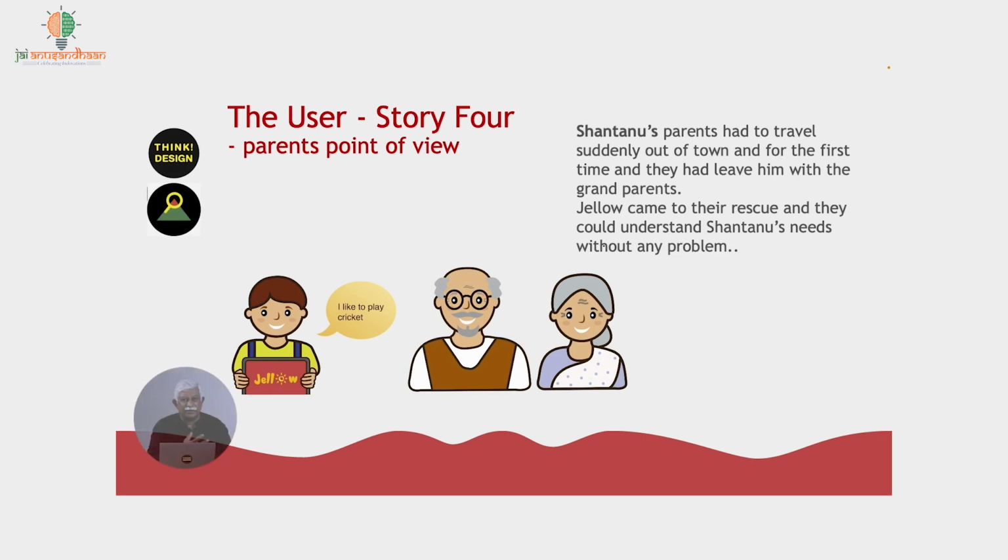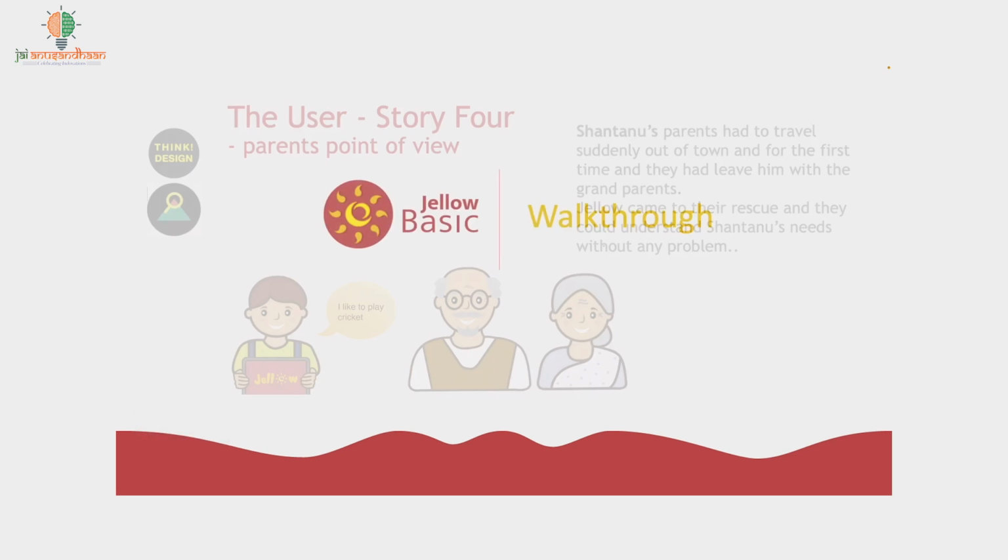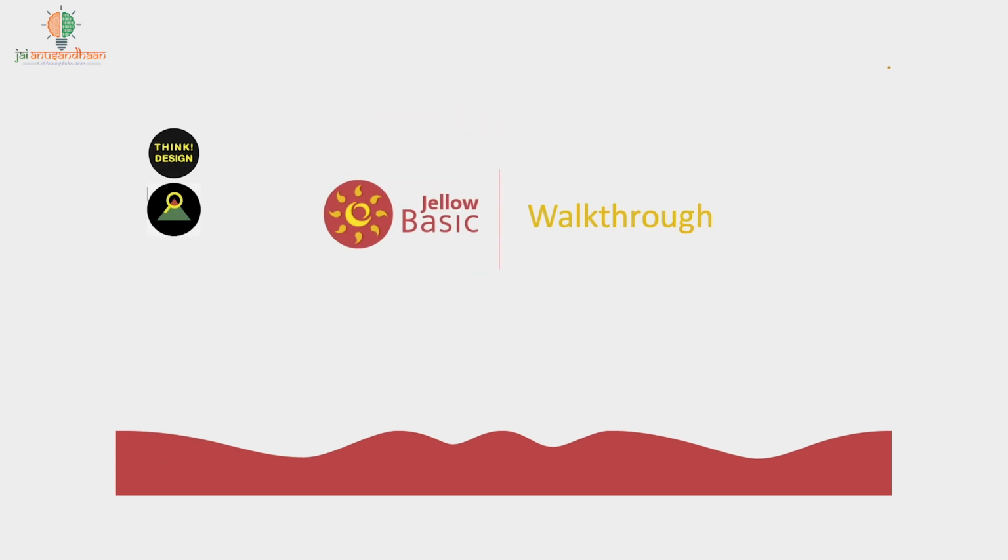And this is a very interesting story. Shantanu, an autistic child, had to be left with the grandparents because the parents had to suddenly go. It was the first time they were leaving him. The grandparents were apprehensive. How will they communicate with Shantanu? But Jellow came to the rescue. Because using Jellow, he was able to communicate his needs, and it was not a problem anymore. So these were a few user stories.